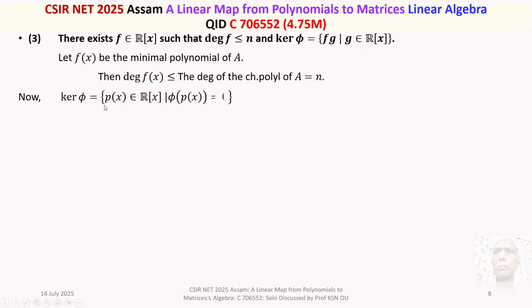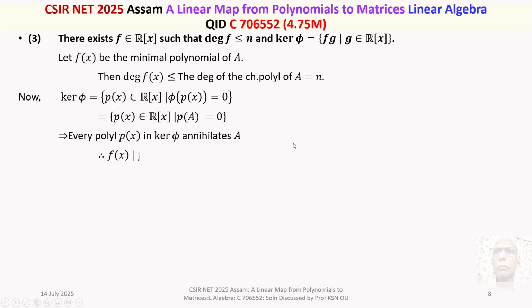Now, the kernel consists of all those polynomials P of x belongs to R of x such that phi of P of x is equal to 0. It is the set of all those polynomials P of x belongs to R of x such that P of A is equal to 0. That is, every polynomial P of x in the kernel annihilates A.